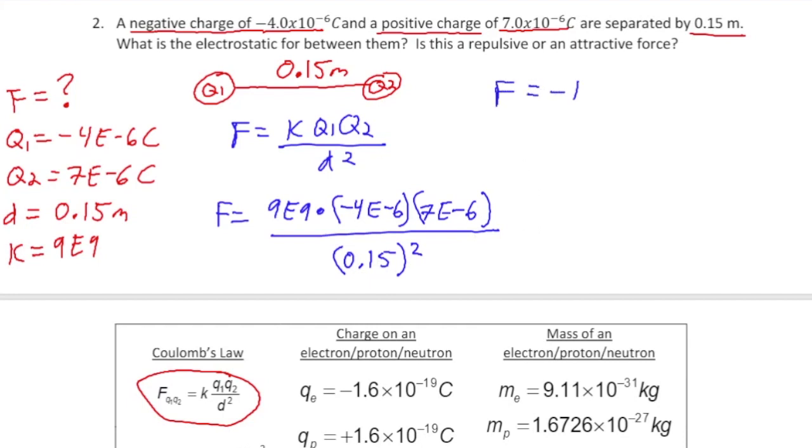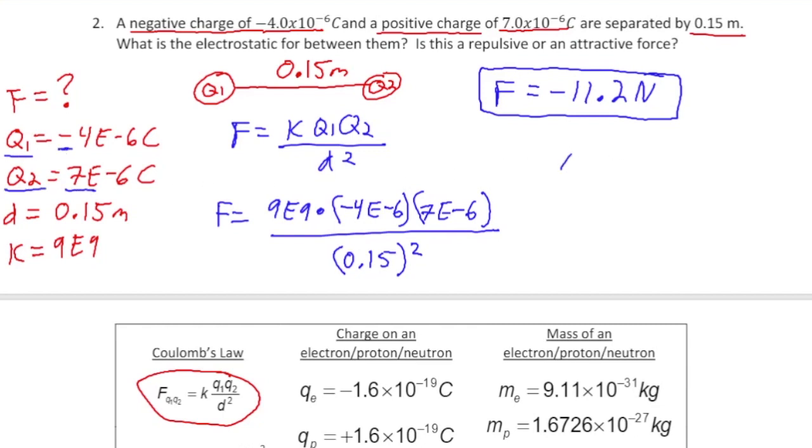that should be equal to -11.2 newtons. We notice that this force is negative, and we also saw here that one of our charges was negative and the other charge is positive, meaning that they are going to attract each other.